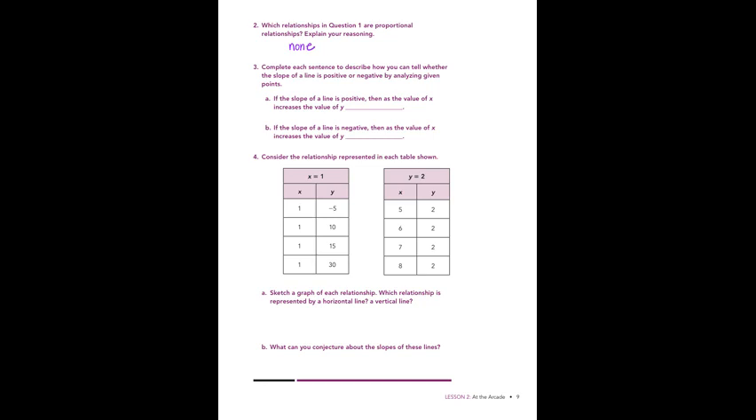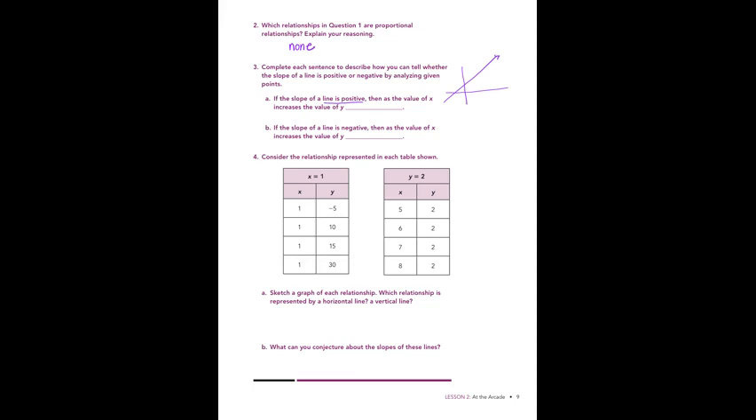Hopefully you did a good job on this. It says complete each sentence to describe how you can tell whether the slope of a line is positive or negative by analyzing given points. It says if the slope of the line is positive, then as the value of x increases, the value of y does something. So let's take a look at this. This is a positive line. This has a positive slope.